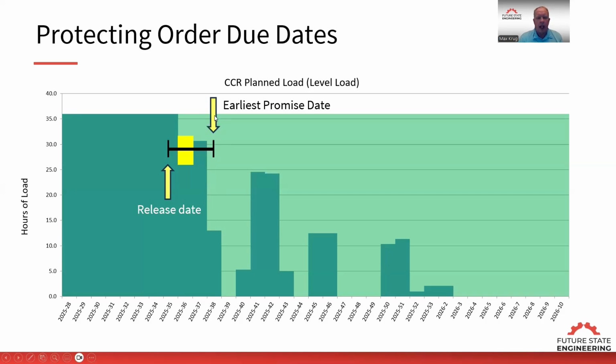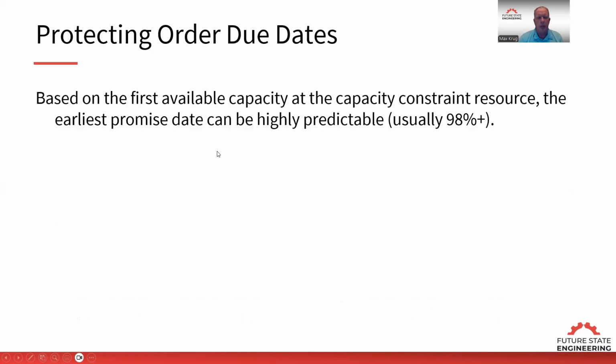Now, if that lead time is too long for some customers, then we might have to reserve capacity, but that's a whole other session on how to do that. So now we look at this and say, okay, here's our earliest promise date. We can reliably hit that 98% of the time. So now, based on that first available capacity at that resource, and given the reliable lead time, we can highly predict when that order can be completed.